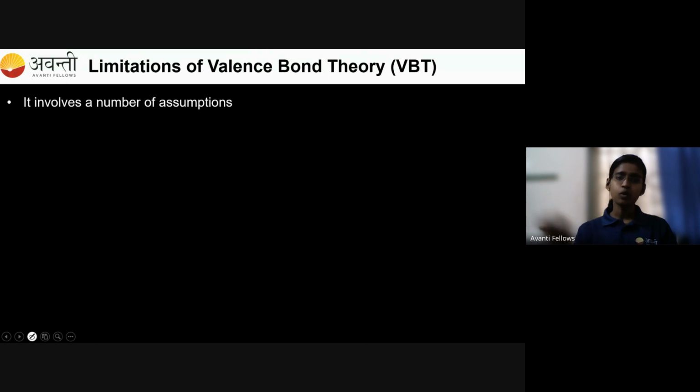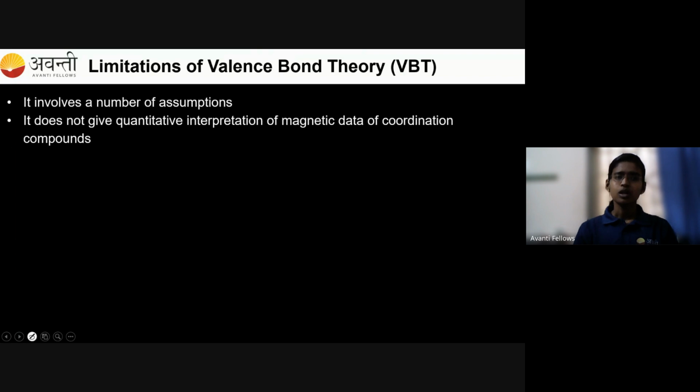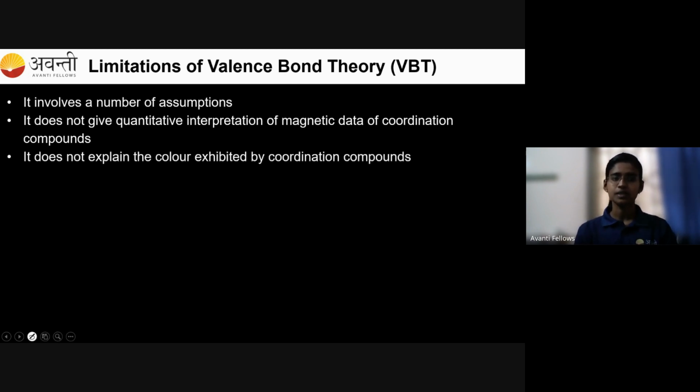More assumptions are involved here, and there is no quantitative interpretation of magnetic data of coordination compounds. Some are paramagnetic, some are diamagnetic. Experimentally, when they do the calculation, some are found to be paramagnetic in nature, while in the theoretical part they are diamagnetic. So there is no correct interpretation of this magnetic data for the complex according to valence bond theory. And thirdly, it does not explain the color of the complex.